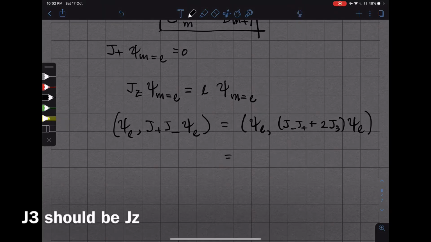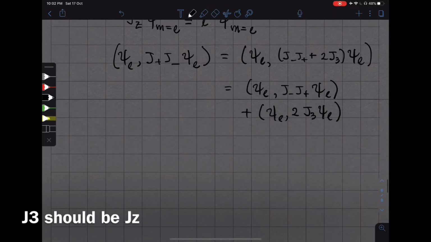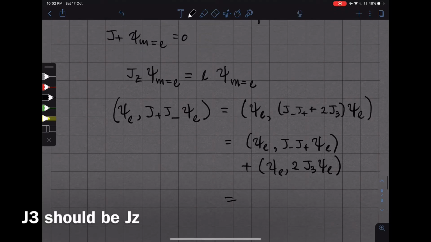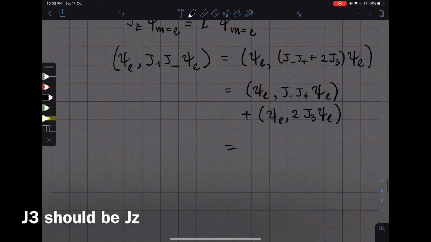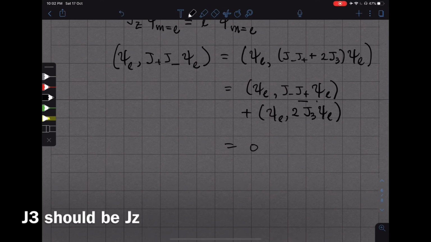But then this is going to be psi_L (j_minus j_plus) acting on psi_L plus psi_L 2 j_3 psi_L. And on the right-hand side, remember that psi_L is annihilated by j_plus, so this thing acting on this will give me 0. And then j_3 acting on psi_L will just give me L, so I'll get 2 times L. And then I will have 1 from the fact that they're normalized.